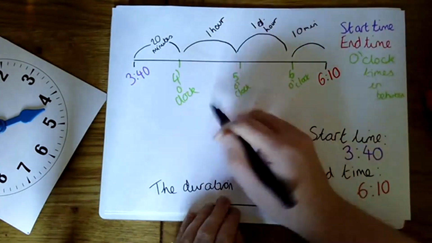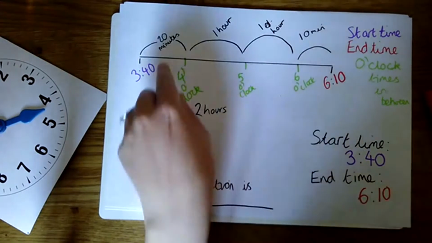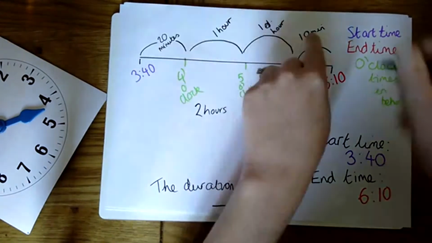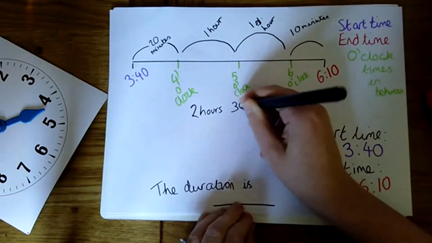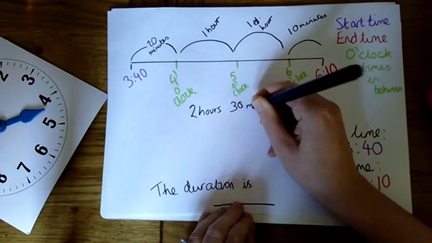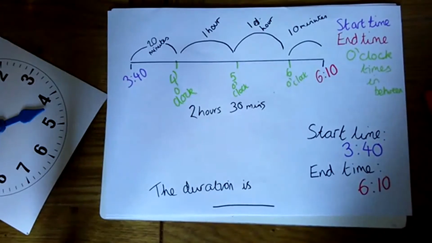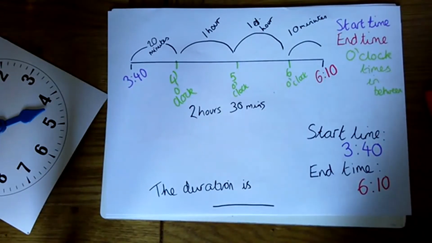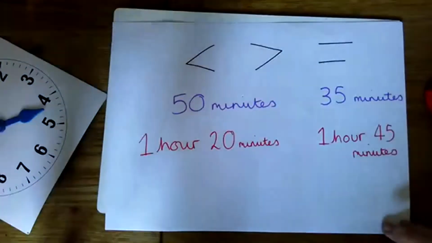So we have got 2 hours and how many minutes? 20 add 10 is equal to 30. So the duration of this period, 3:40 to 10 past 6, is 2 hours and 30 minutes. You can see here I broke this down in a simple way.